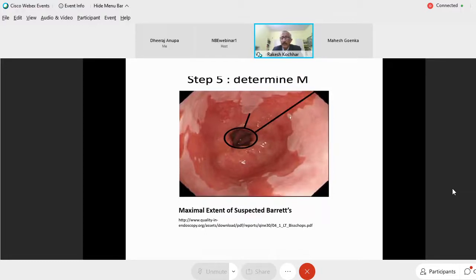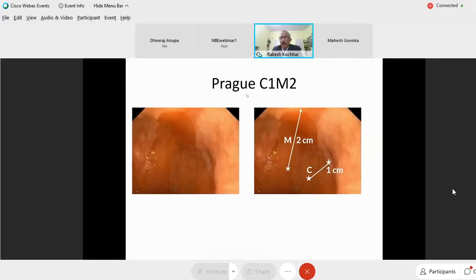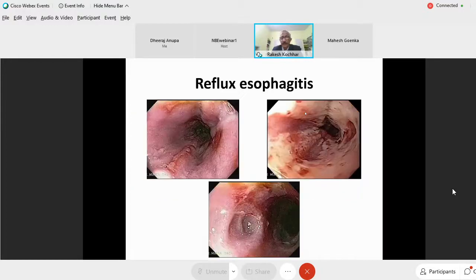So C and M. For example, C 1 centimeter and M 6 centimeters. This is how you describe, according to the Prague classification, C1, M2 Barrett's mucosa. So this again is something which should be done routinely in all patients of Barrett's esophagus.